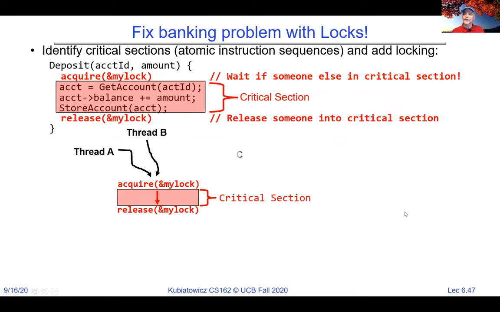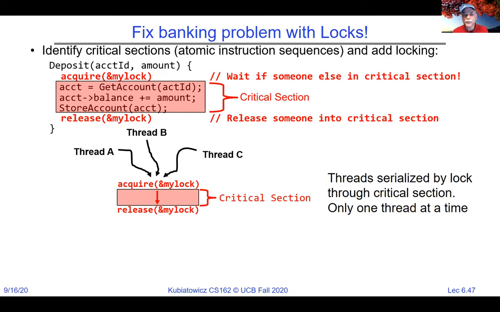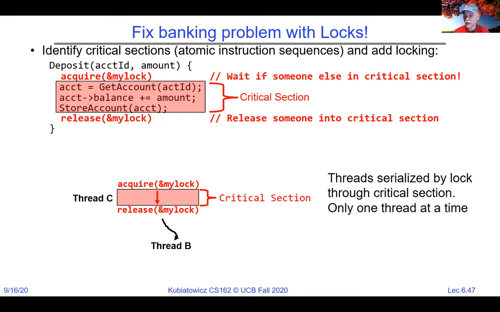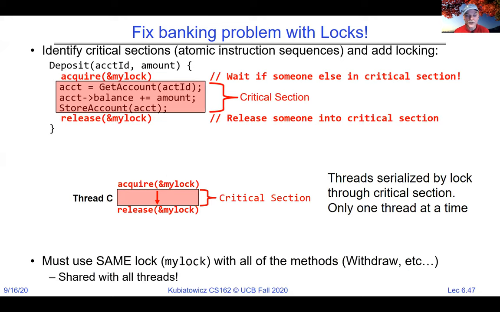If we have a bunch of threads, here's some animation. Threads A, B, and C all reach the acquire. If we let them into that critical section more than one at a time, we get chaos. But the lock will actually pick one to let through. So now A gets to run. And then when it exits and calls release, the next one gets to run. So now B gets to go. And then C gets to go, et cetera. In order to make this all work properly in a banking operation, we must use the same lock with all the methods, withdraw, et cetera, that are operating on the same data. So part of this is that we have to analyze our problems properly.